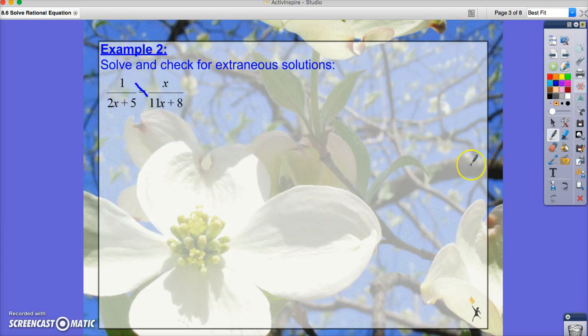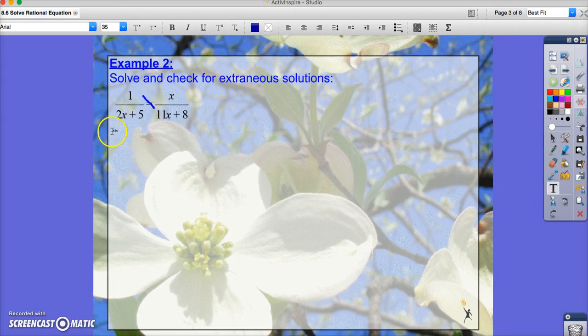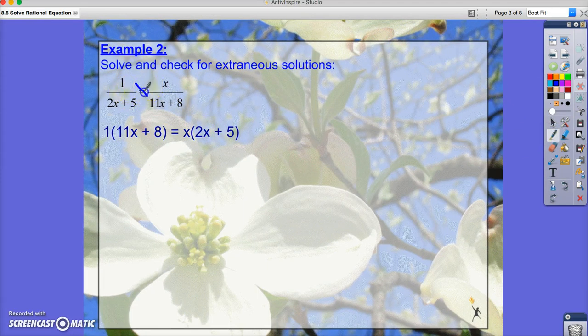All right, so I multiply the first diagonal and get 1 times the quantity 11x plus 8 equals the other diagonal x times the quantity 2x plus 5. So that's my cross multiplication here. Next, let's distribute the 1 to both, and x to both.